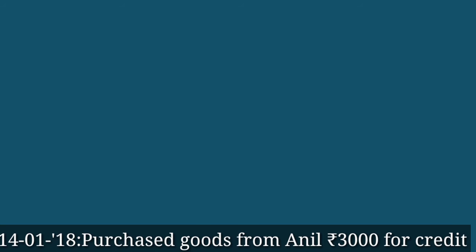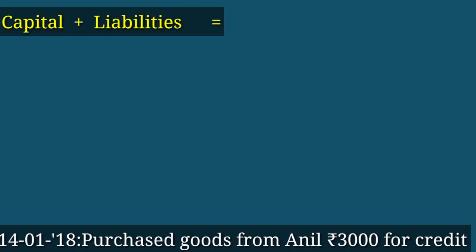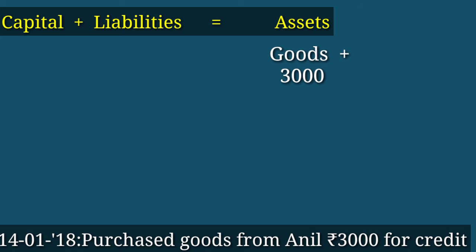Then the next transaction, 14th January 2018. Purchased goods from Anil rupees 3,000 for credit. Here also we can prove the accounting equation. This is a credit purchase, but we can get the goods. Goods is an asset. So asset is increasing. Enter Anil.